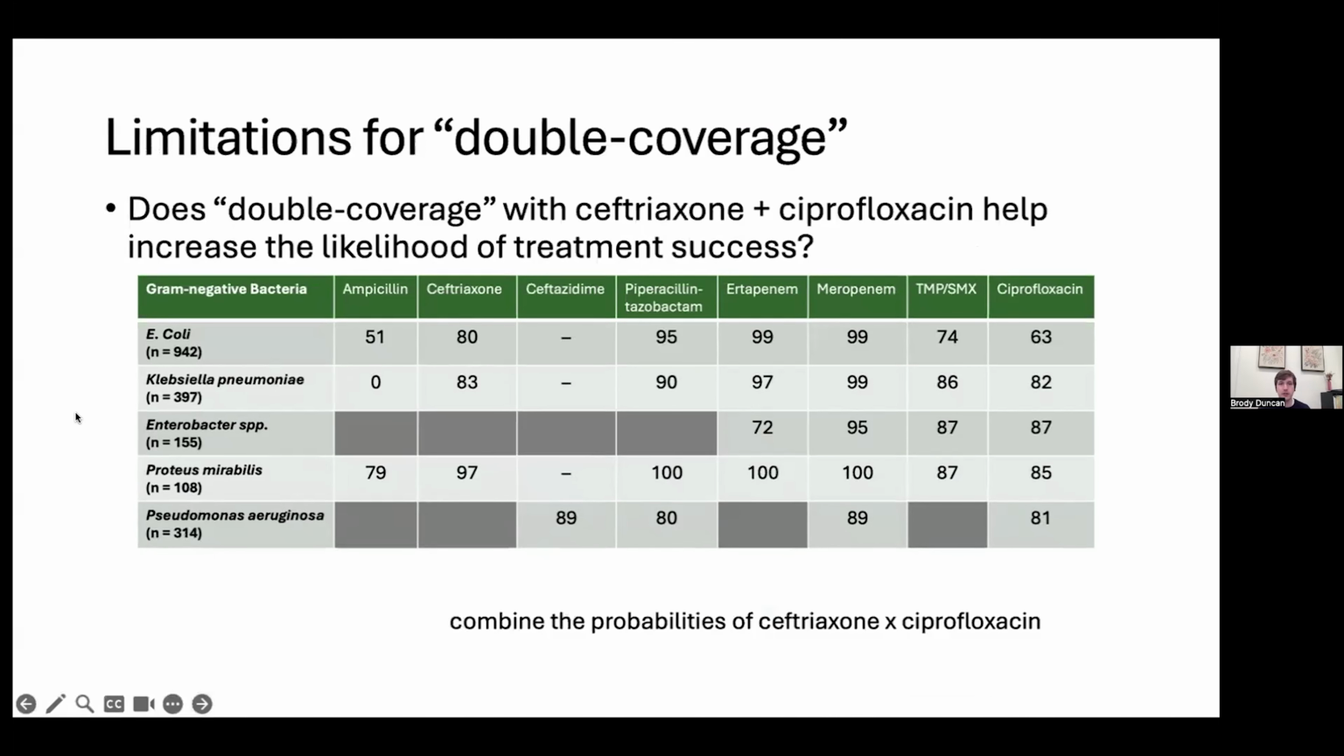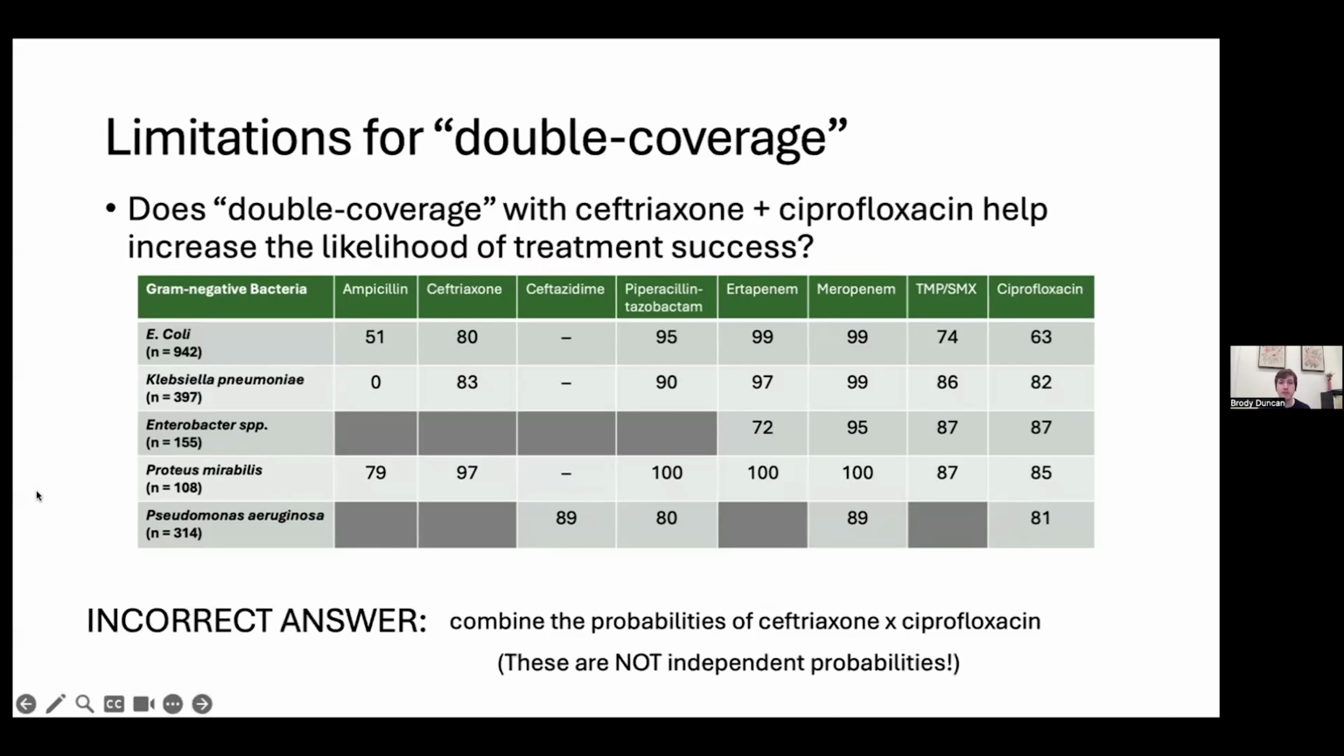And this is where some people would look at this data and say, oh, we can use math and combine the probabilities of ceftriaxone with ciprofloxacin to say it is going to increase the likelihood of treatment success. So if we want to avoid using a carbapenem or something, we could probably do that. However, that actually would be the incorrect answer because these are not independent probabilities.